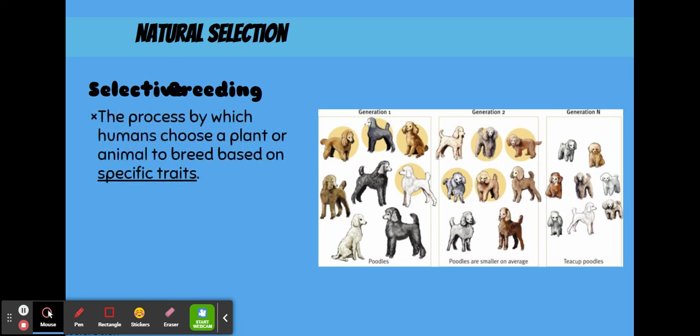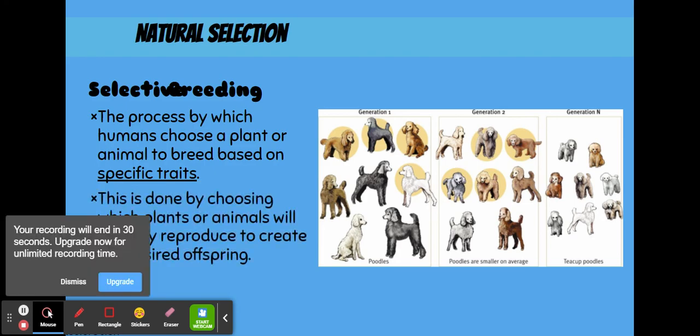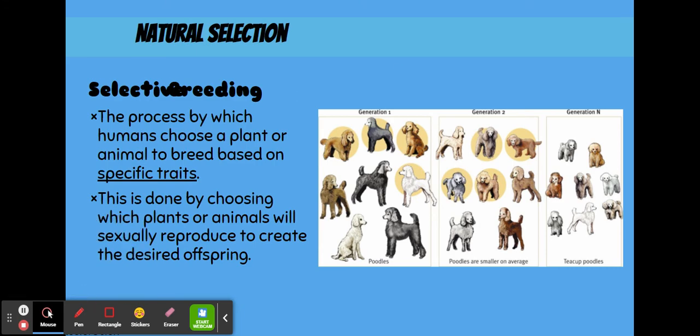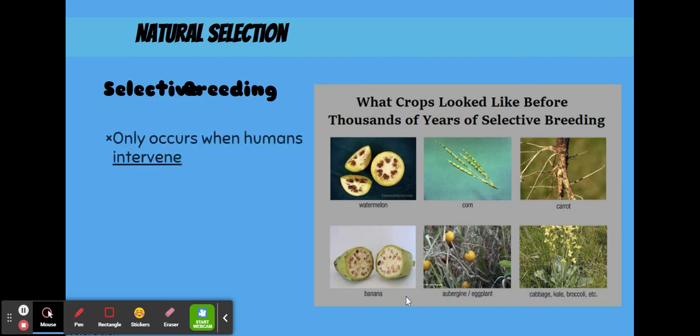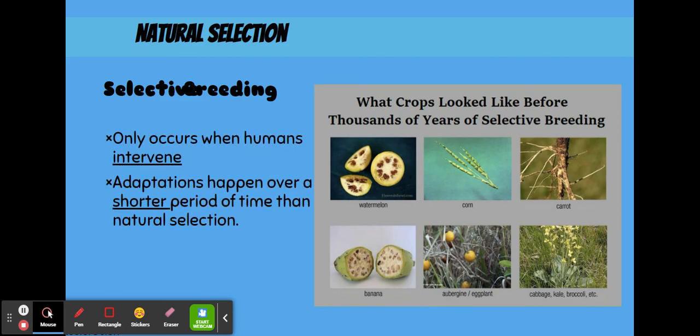Selective breeding is the process by which humans choose a plant or animal to breed based on specific traits. This is done by choosing animals and plants which will sexually reproduce to create desired offspring. Selective breeding only occurs when humans intervene, and adaptations happen over a shorter period of time than natural selection.